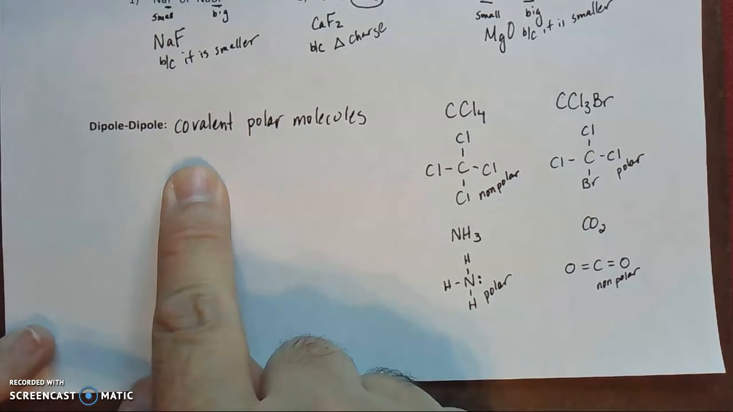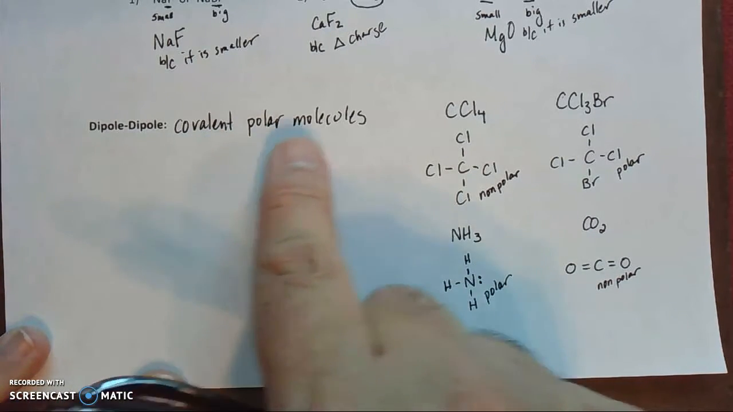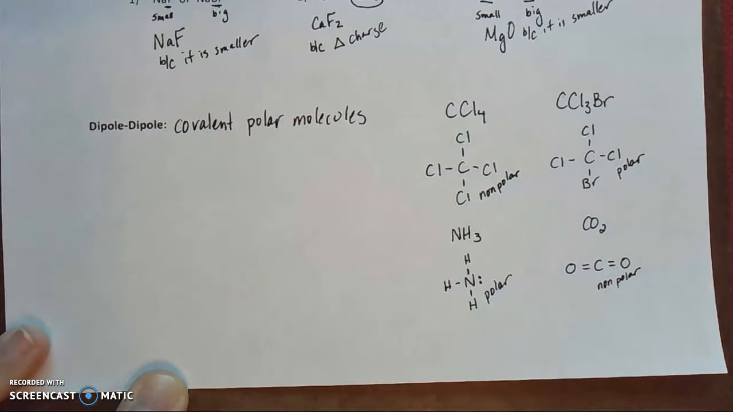So going back to dipole-dipole, this is between covalent polar molecules. Anything that is covalent polar has dipole-dipole intermolecular forces. Because there's a separation of charge, one side of the molecule is a little bit negative, one side's a little bit positive. It can attract an adjacent molecule that's the same. So the positive and negative partial charges attract one another.